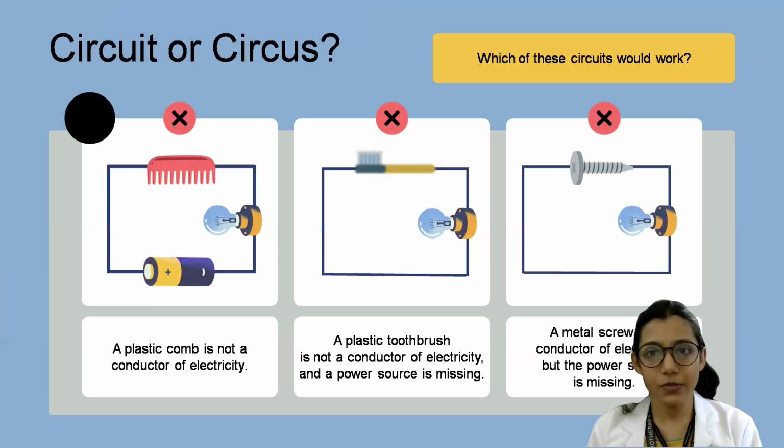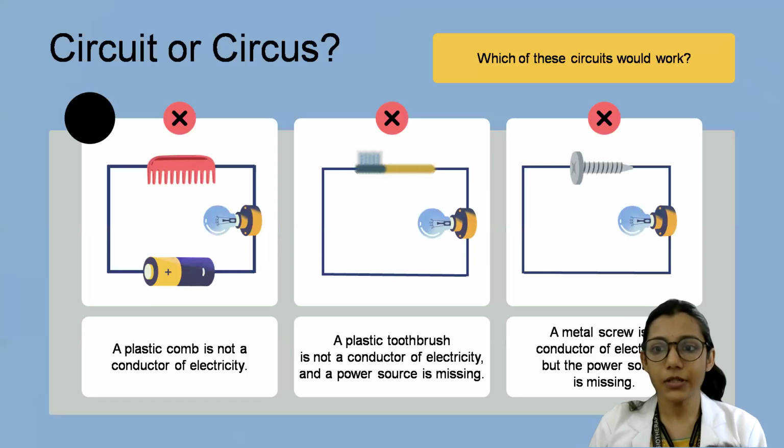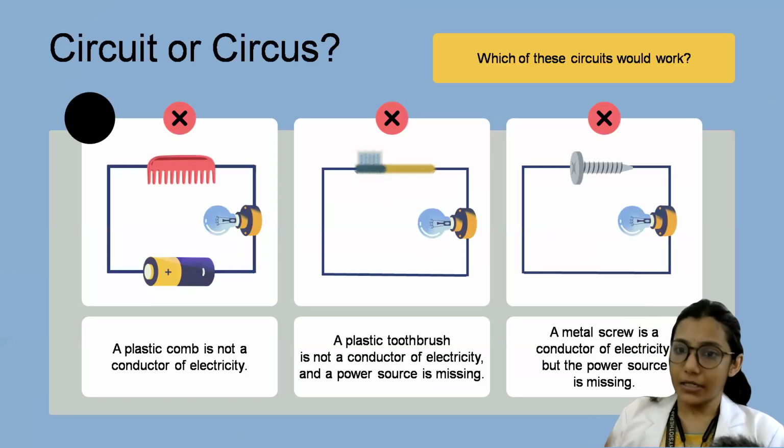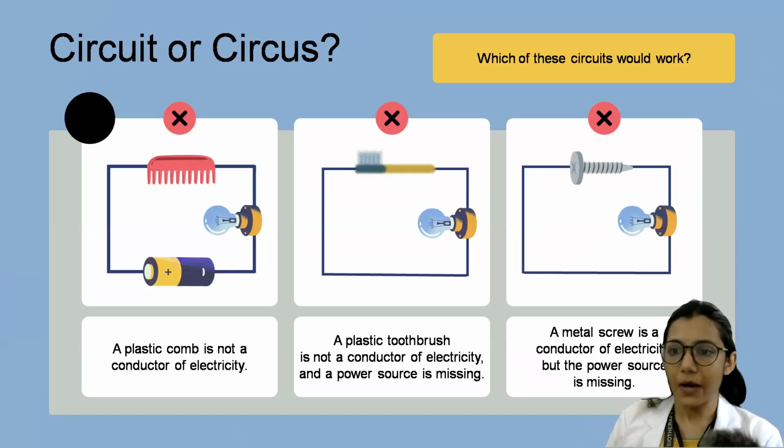Now one thing is also missing in the second circuit, that is the battery. A battery source is important, either in the form of AC currents or DC currents, to supply the current. And the third one is having a metal screw which is a conductor of electricity, but again the power is missing. If the power source had been connected to that, maybe the circuit would have been completed.